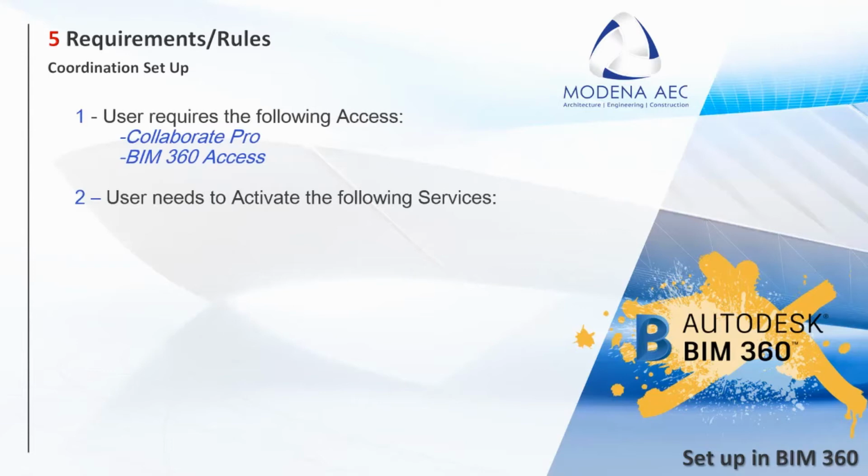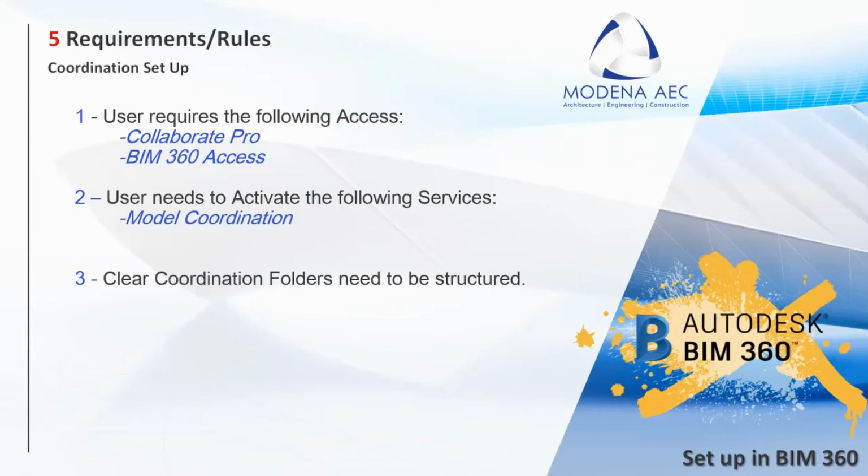Rule number 2: users need to activate the following services. These are services that are required to be active within your BIM project, and that is model coordination. After you've activated document management and design coordination, go activate the model coordination service. In terms of rule number 3, you need a clear coordination folder structure. That means a structure for your design team, your coordination team, your contractors, and your project managers. If that is clear, then finding information in BIM 360 becomes easy.